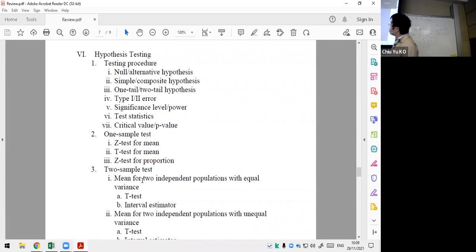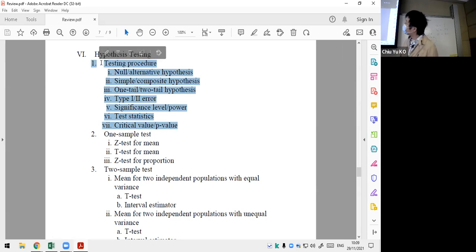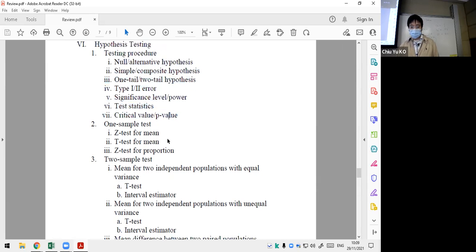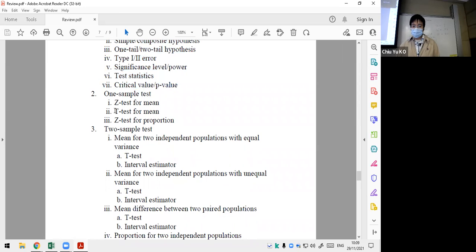And we have hypothesis testing. Okay, there are many testing procedures. I'm not going to go over one by one. And we have one sample test, Z and T. When the population variance is known, it's Z, otherwise it's T, and proportion is always Z. As I mentioned, it's a binomial, but we use approximation. So that's why it's always there.